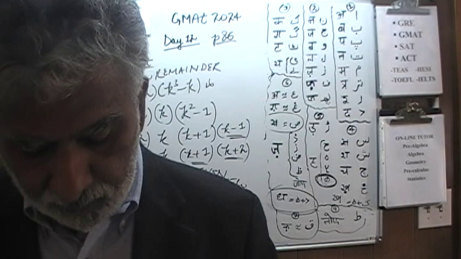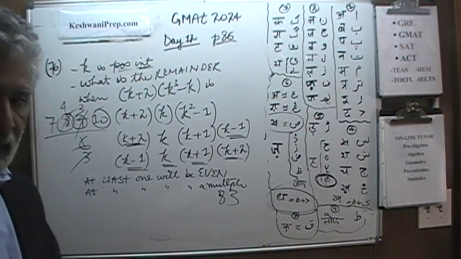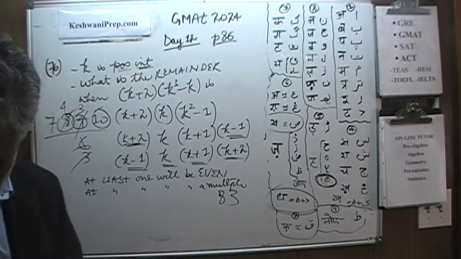Since at least one number is a multiple of 3, the remainder, when this quantity is divided, will be a big fat 0. Let's do the next one.